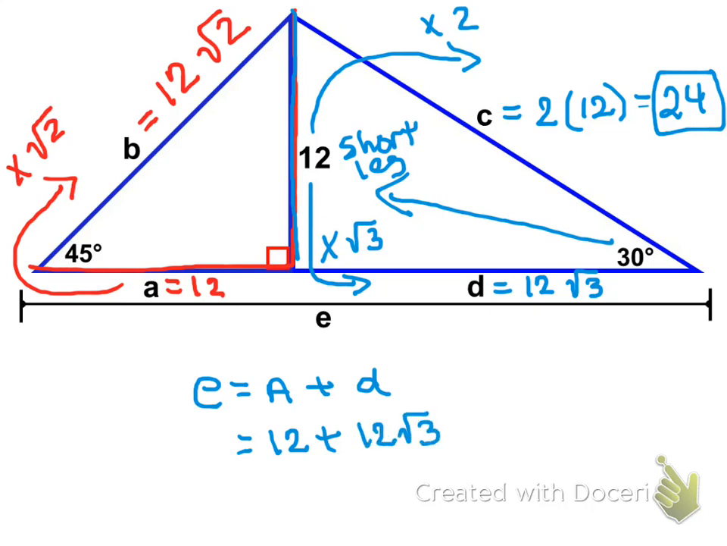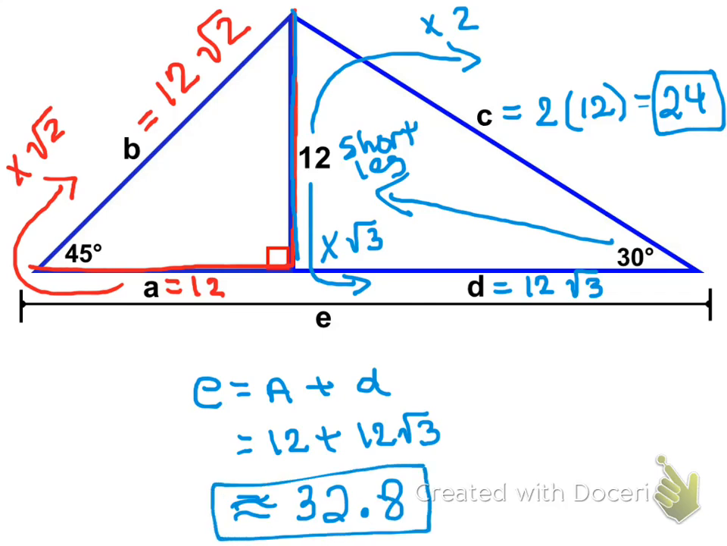Without turning this into a decimal answer, this would be as simplified as you could go. But you could punch it into your calculator. 12 plus 12 square root of 3. Turn it into a decimal answer and find that E would be approximately equal to 32.8. There we have it. Hope this was helpful.